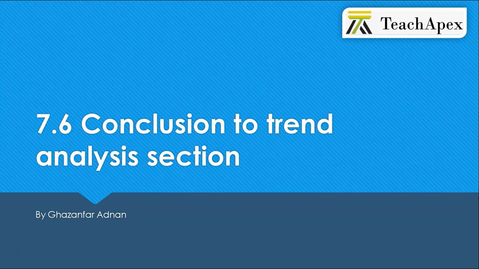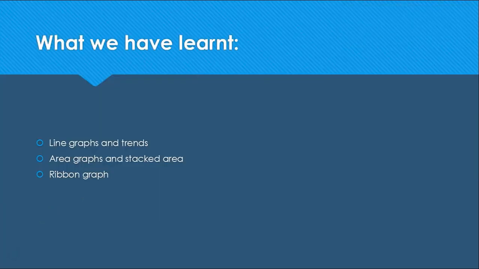Hello, my name is Kazanfer, and we've finally come to the conclusion to our trend analysis section. As we've seen, we're on lesson 7.6, which is the last lesson, and we've learned a lot of things in this section. We've learned how trend analysis works, how we can compare data, and we've learned different types of graphs like the line graphs, the area graphs, the ribbon graphs. And we've learned how each of them are useful in their own ways to compare data.